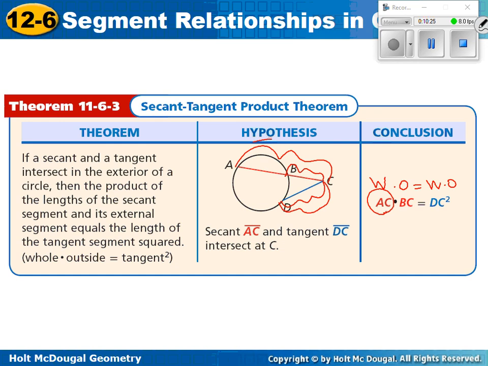Just remember, on our picture up here on the board that I drew, this would become, what's the whole thing? Careful. A plus B. What's the outer part? B. So whole times outer equals whole times outer. So what's the whole thing on the tangent? C. And what's the outer part? C. So it's just going to become C squared. But you don't have to even memorize C squared. You can just multiply C times C. Okay? Questions?